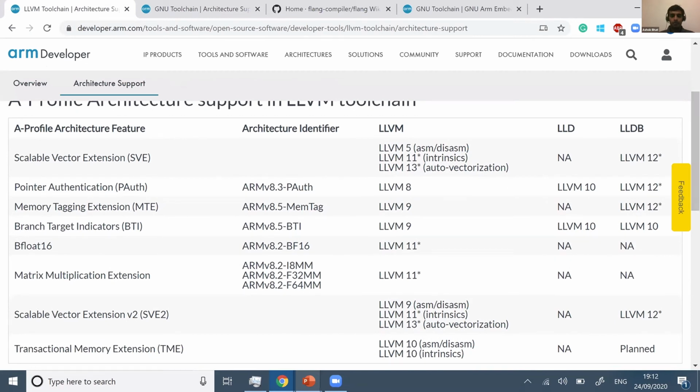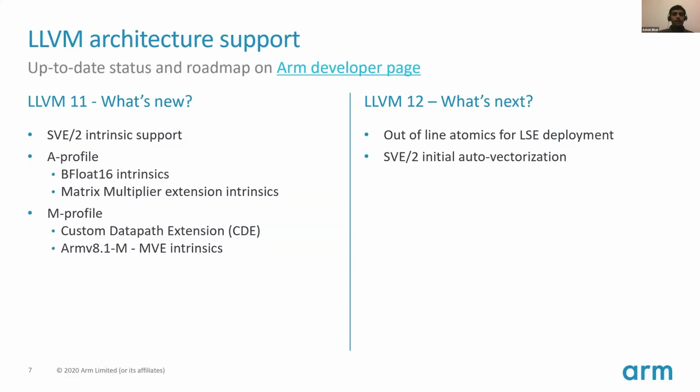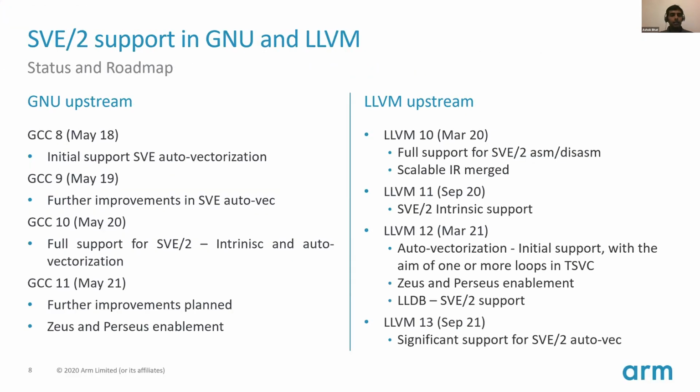All right, coming back to the architecture support. So let's quickly look at the SVE, SVE2 intrinsic support in GNU and LLVM. On the upstream side, we have GCC 8 supporting SVE auto-vectorization. So that's happened in GCC 8. GCC 9 made further improvements. GCC 10 is fully ready for any SVE kind of work. It has full intrinsic support and auto-vectorization. We continue to make improvements. Whatever we found relative to Zeus and Perseus, we'll try and get that in GCC 11.